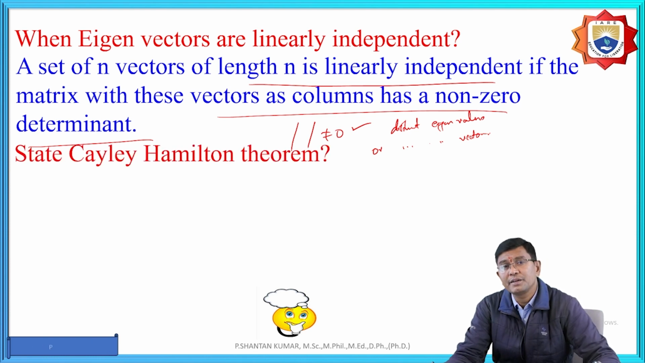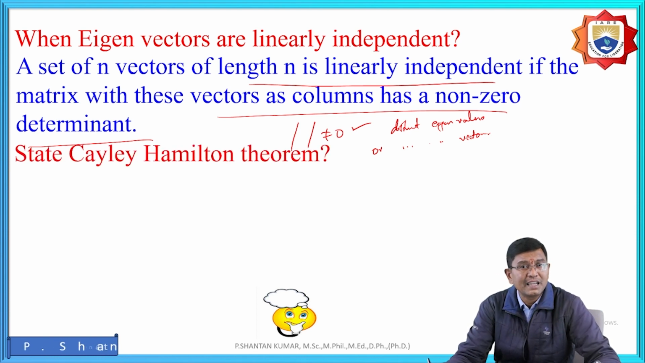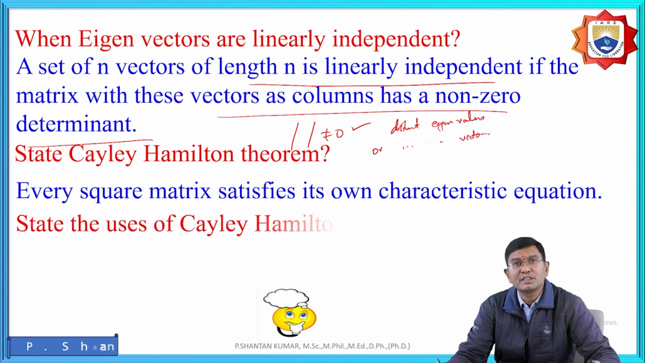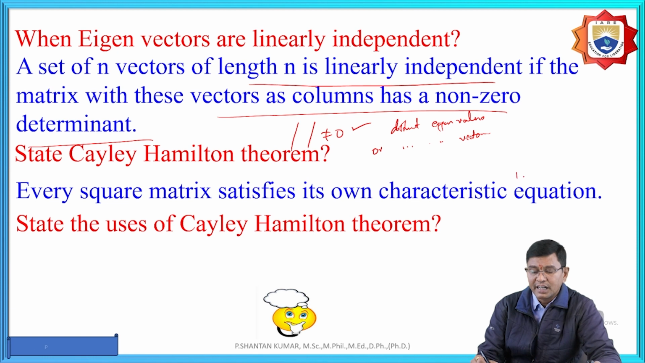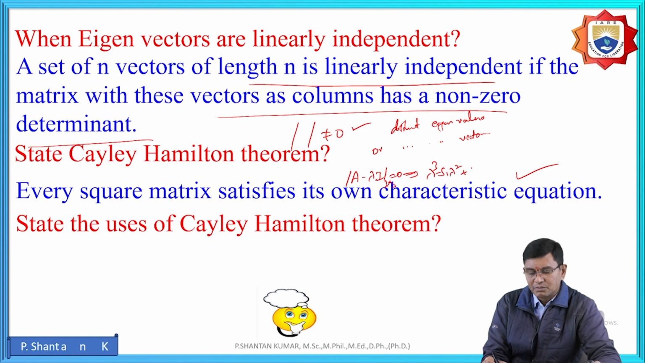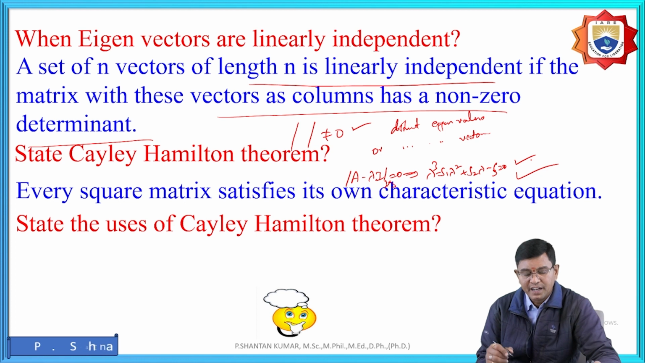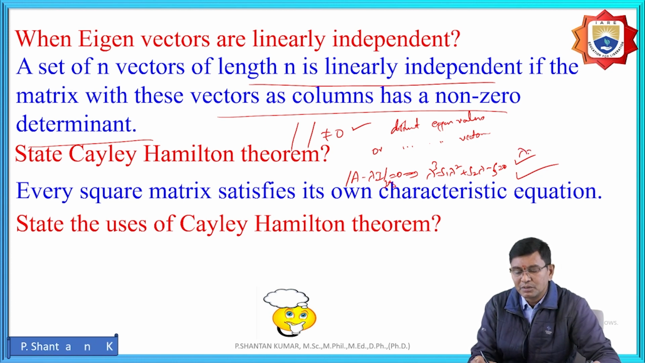State the Cayley-Hamilton theorem. Every square matrix satisfies its own characteristic equation. That is the meaning of the Cayley-Hamilton theorem. That means we first find the determinant of A minus lambda I equal to 0, and we obtain, for example for a 3 by 3 matrix, lambda cubed minus s1 lambda squared plus s2 lambda minus s3 equal to 0. Here we replace lambda with A.